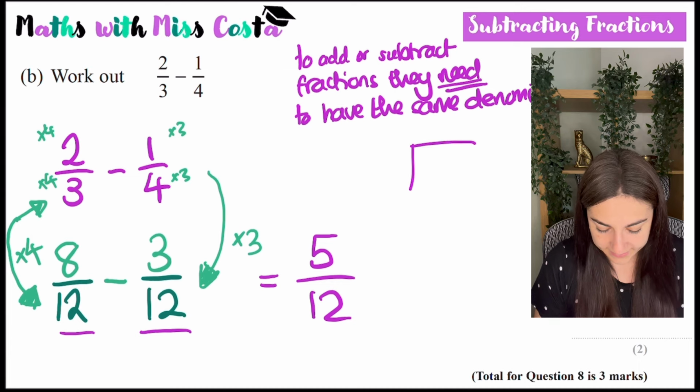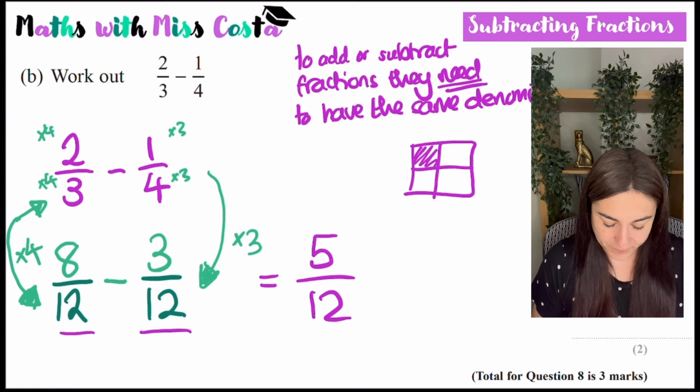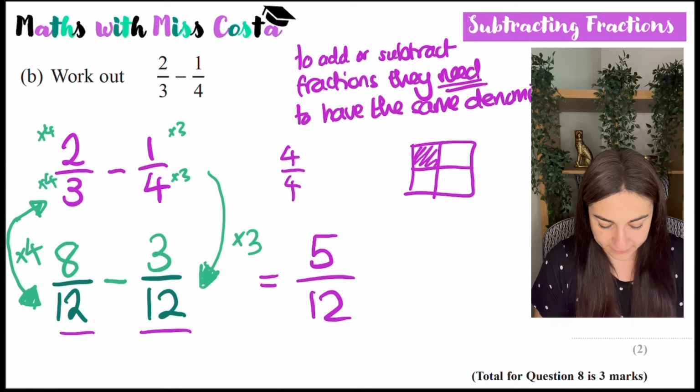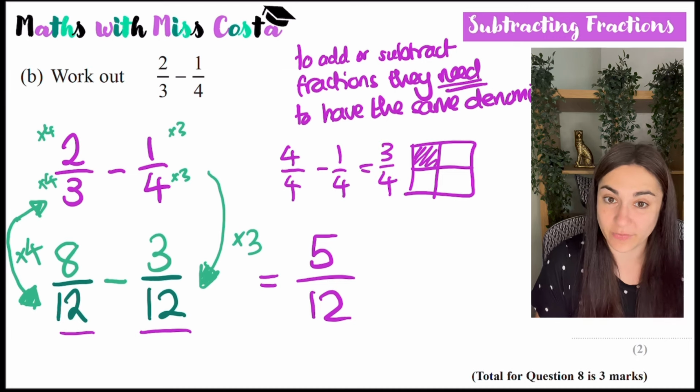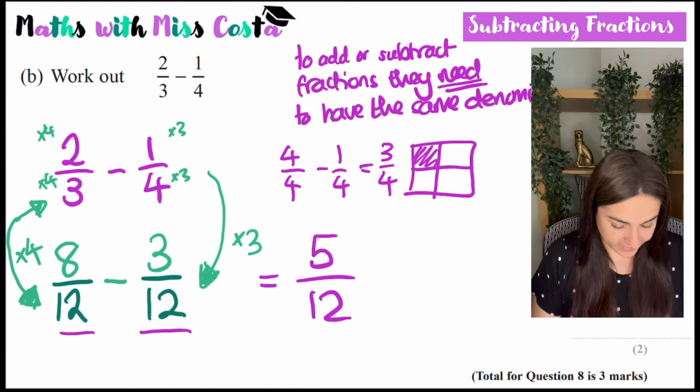Like if I said I had a square pizza and I ate 1 quarter, so I started out with 4 quarters of pizza and then I ate 1 quarter of the pizza, I'd be left with 3 out of 4 slices of the pizza. Okay, so that's why the denominator stays the same and the numerator changes.